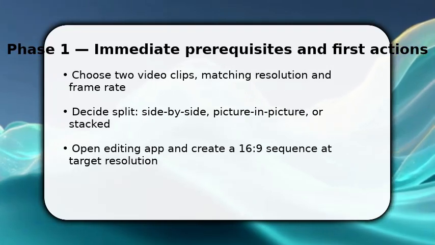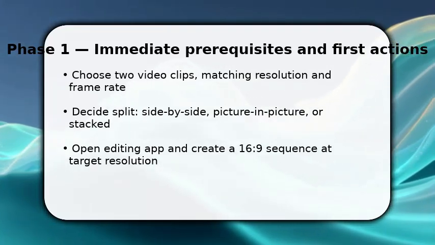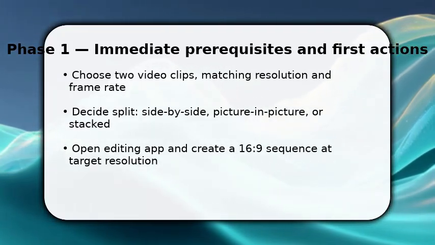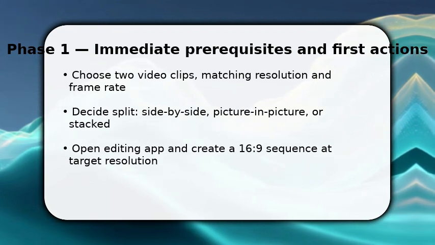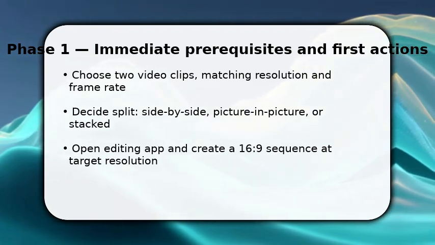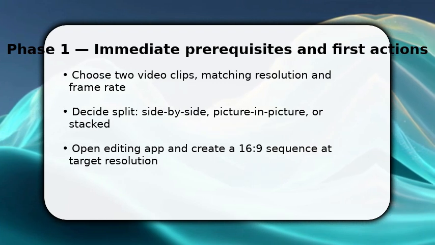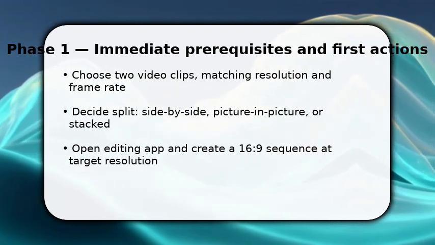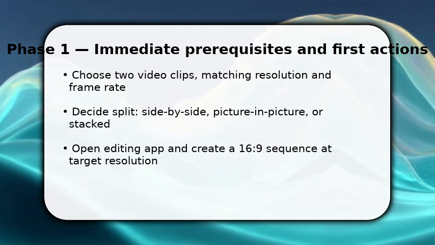You start by gathering the two clips and matching their resolution and frame rate so playback stays smooth. Open your editor and create a 16:9 sequence at the target resolution. This ensures consistent scaling. Once done, set the timeline to snap and import both files.